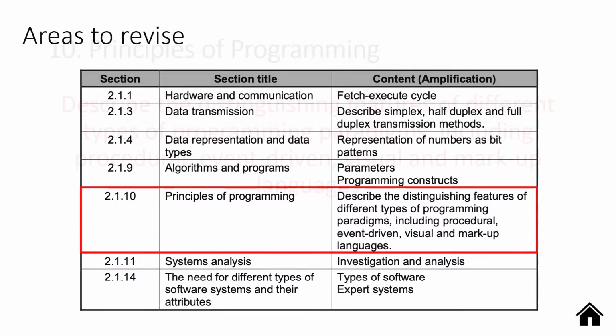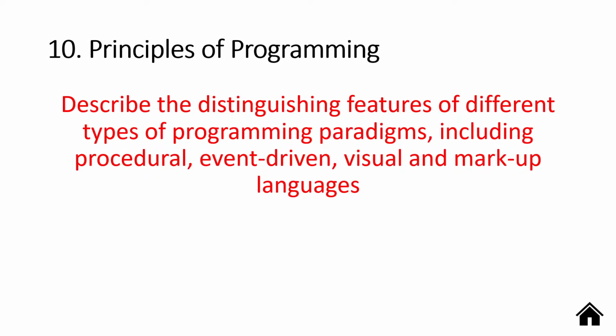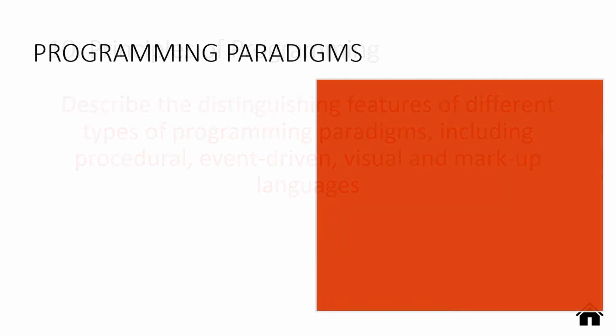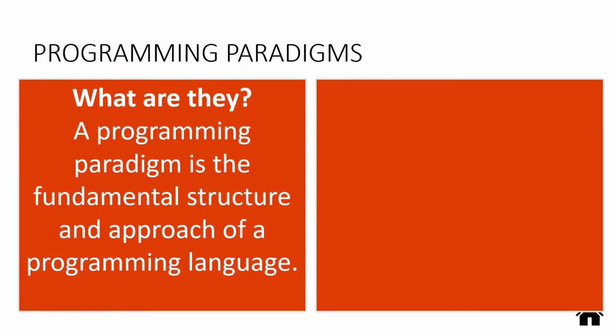These are very theoretical. There's no real programming element inside these, but we have to describe the distinguishing features of different types of programming paradigms, including procedural, event-driven, visual, markup languages. So you might have even used some of these before without even knowing, okay? But a programming paradigm is a fundamental structure and approach of a programming language, okay? So what are they used for then?